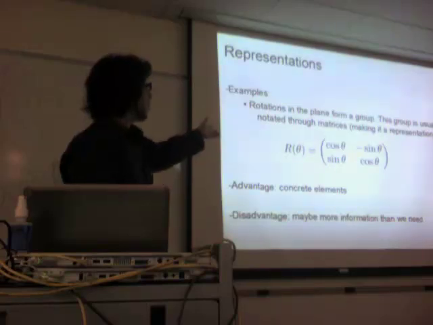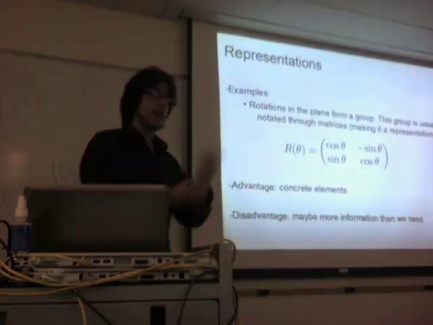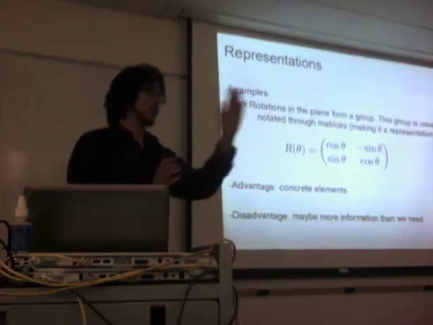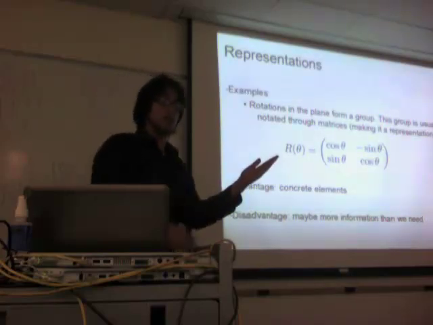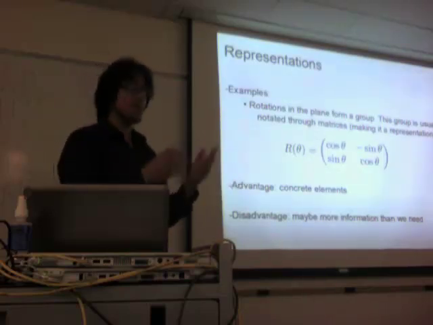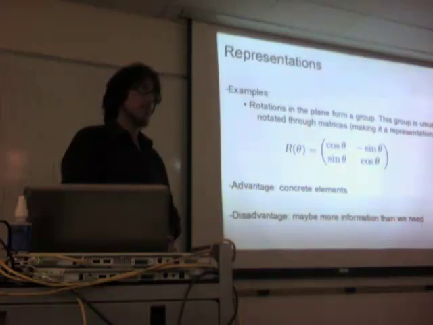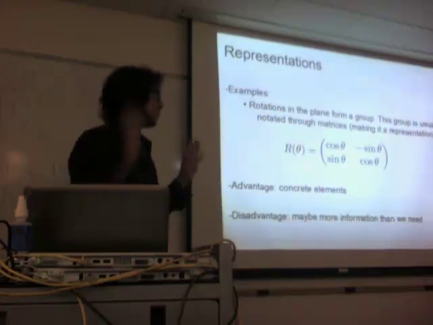An example of a representation is that the rotations in the plane form a group. I can rotate by 30 degrees and then rotate by 60, so that turns into a rotation of 90. If I rotate by 70 degrees, I can have an inverse, which is rotation by negative 70 degrees. I can compose the rotations, do one after the other. And there's the identity, which is just don't rotate it, leave it alone, rotate by 0 degrees.